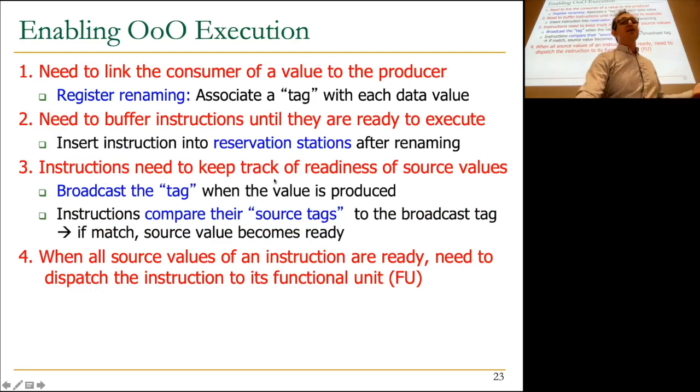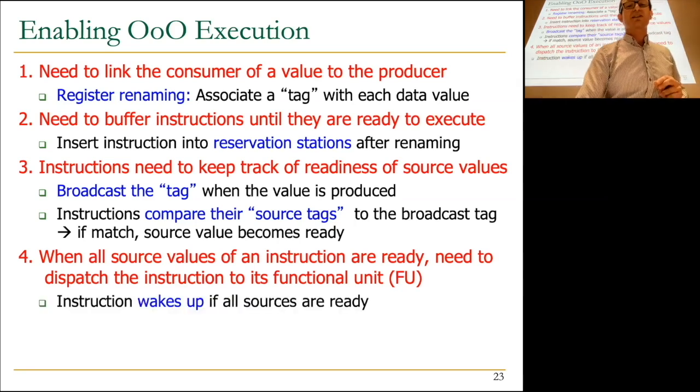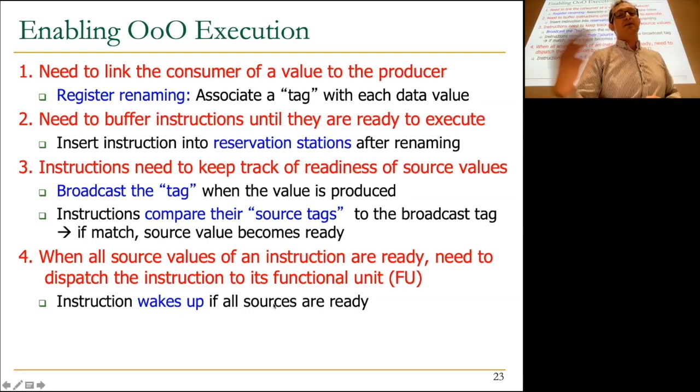How do the instructions keep track of the readiness of the source values? Basically, an instruction that produces a value broadcasts a tag or the name of the register when the value is produced. Instructions that are waiting for that tag compare their source tags to the broadcast tag. If there's a match, that means that the instruction is waiting for that value. Then the source value of the instruction becomes ready. And when all source values of an instruction are ready, because some instructions wait for 1 value, some instructions wait for 2, in rare cases 3 values, then the instruction wakes up.